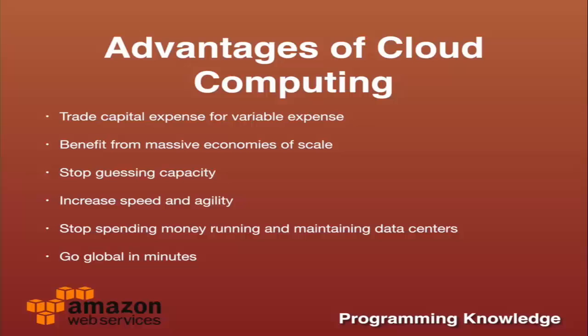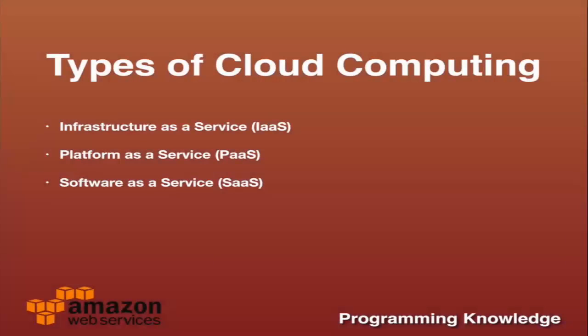So now we'll look at what are the different types of cloud computing. So the main three types of cloud computing models which are used in AWS are IaaS, which is infrastructure as a service, PaaS, which is platform as a service, and third one is SaaS, which is software as a service. So we'll look at them one by one.